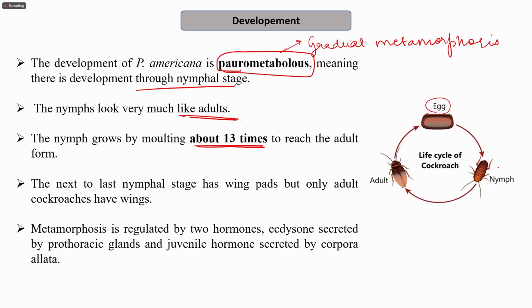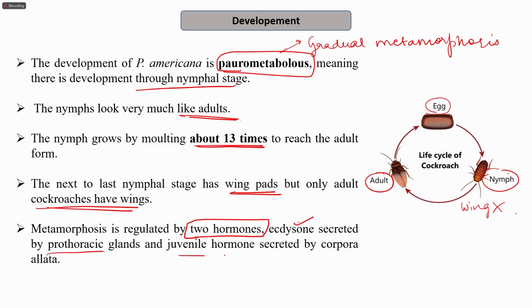The egg converts into the nymph, which looks like an adult except it does not have wings. The next to the last nymphal stage has wing pads, but only adult cockroaches have wings. The metamorphosis is regulated by 2 hormones. One is the ecdysone hormone, secreted by the prothoracic glands, and the second is the juvenile hormone, which is secreted by the corpora allata. So it is very important.